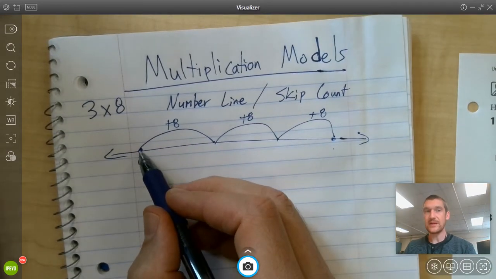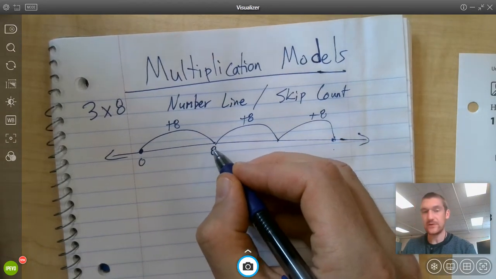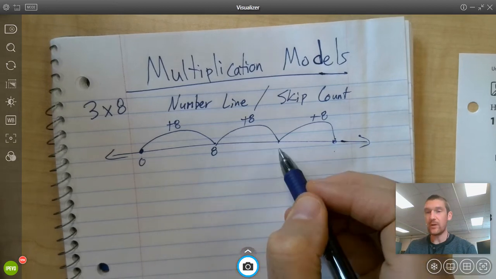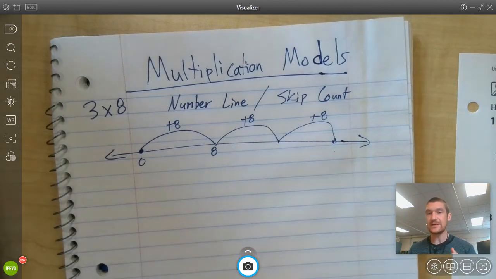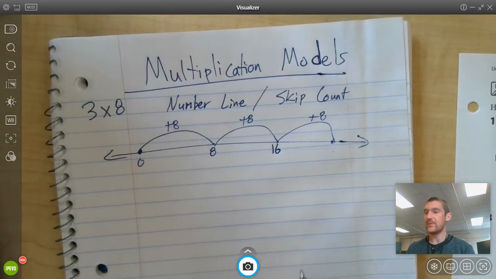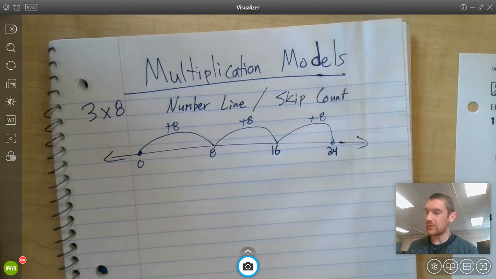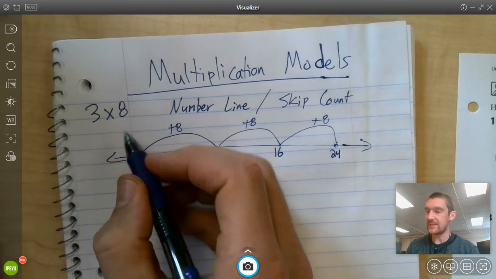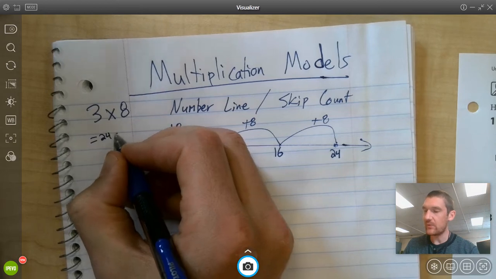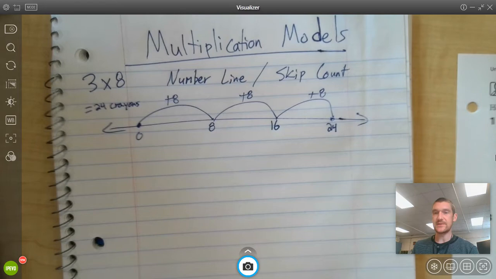So we can count by 8s. So 0 add 8 is 8, okay? Add 8 more. You could count on your fingers if you want to. 8 times, 9, 10, 11, 12, 13, 14, 15, 16, okay? Maybe some of us can do some of these in our head, all right? 16 add 8 more is 24, okay? So I know that 3 times 8 equals 24 crayons, okay? That's one way to solve it.